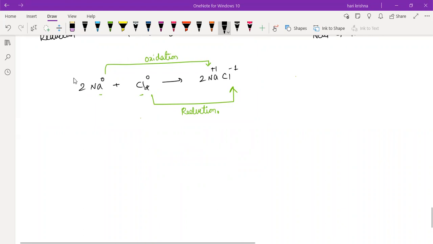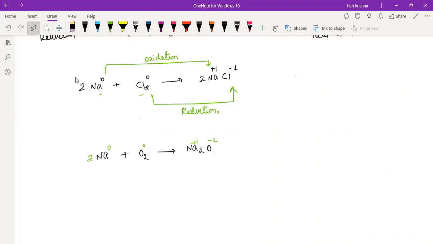So if you take Na plus O2, it will form Na2O. Okay, so in this case the Na state is 0, oxygen state also 0. Here it will show plus 1. Here it will show minus 2. Now tell me which one is undergoing oxidation and which one is undergoing reduction here.